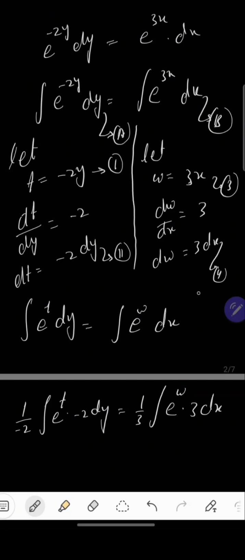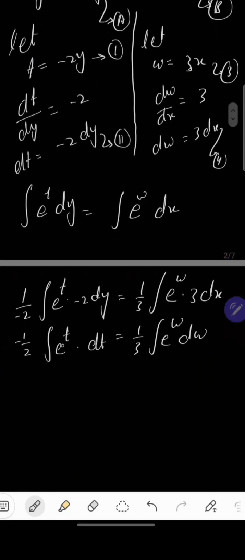Now we will replace 3 dx by dw and minus 2 dy by equation 2. So we will get here minus 2 e to the power t dot minus 2 dy, by equation 2, which is dt. We will replace minus 2 dy by dt according to equation 2. On the right side, e to the power w, we will replace 3 dx by equation 4, which is dw. Now the variable in integration is the same.